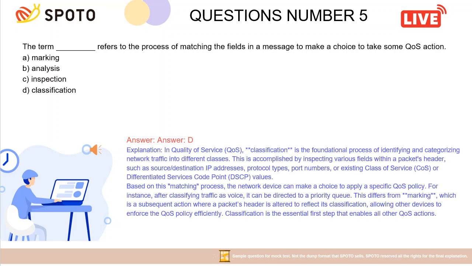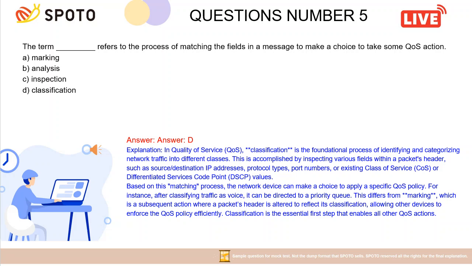Answer D. In quality of service, QoS, classification is the foundational process of identifying and categorizing network traffic into different classes. This is accomplished by inspecting various fields within a packet's header, such as source/destination IP addresses, protocol types, port numbers, or existing class of service, CoS, or differentiated services code point, DSCP, values. Based on this matching process, the network device can make a choice to apply a specific QoS policy. For instance, after classifying traffic as voice, it can be directed to a priority queue.